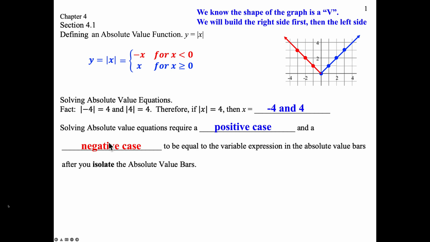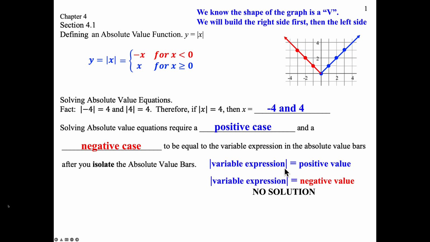And before you can make these cases, as I mentioned, you have to make sure these absolute value bars are isolated. No adding, subtracting, multiplying, dividing to the outside of the absolute value bars. So we need to isolate them. If and when I isolate my absolute value bars and it's equal to a positive value, then we can do this positive and negative case. But if I isolate my absolute value bars and it's equal to a negative value, that's never true.